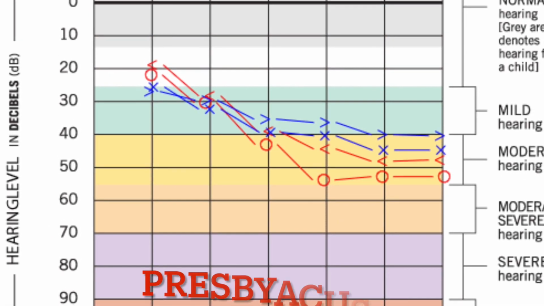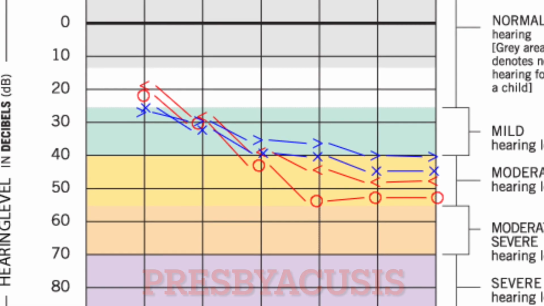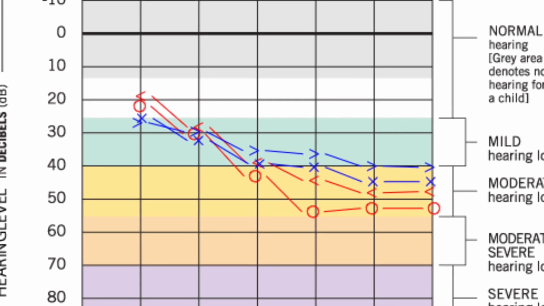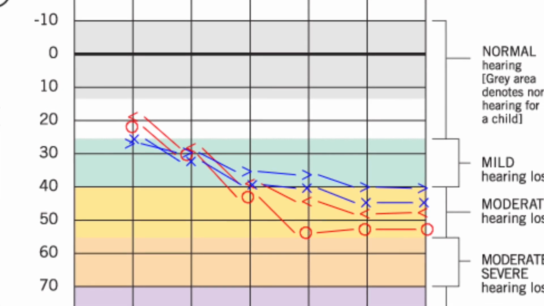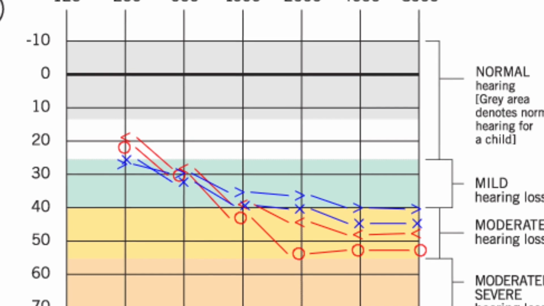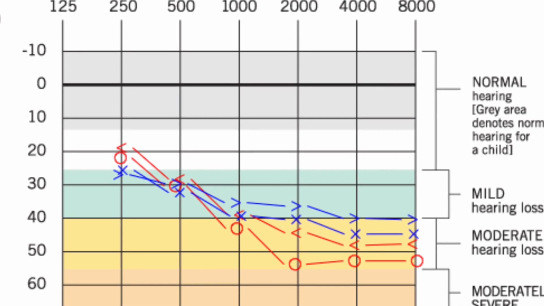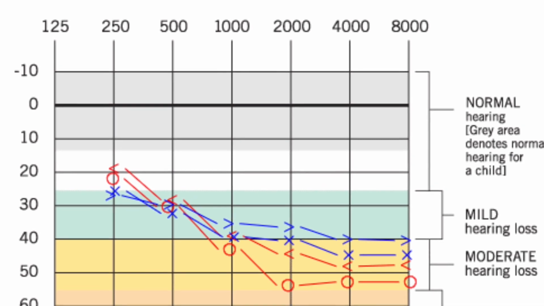Let's move to another example. Here both red and blue lines, and both lines in each color, are very close and they are showing a significant hearing loss, low to high frequency and very high at high frequency, which denotes age-related hearing loss, which is known as presbyacusis. Such patients require hearing aids.